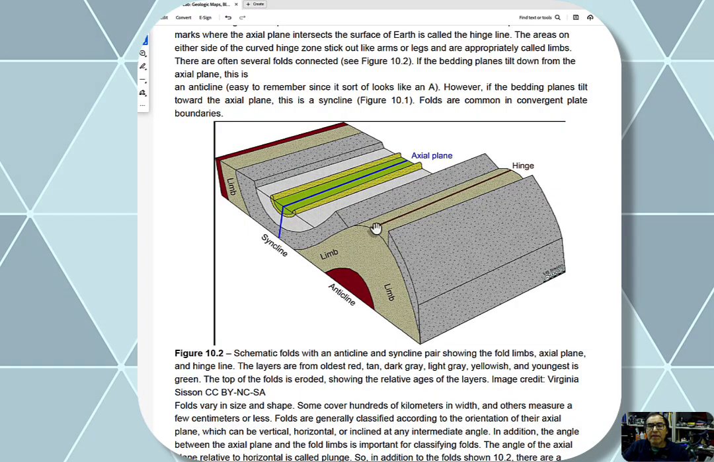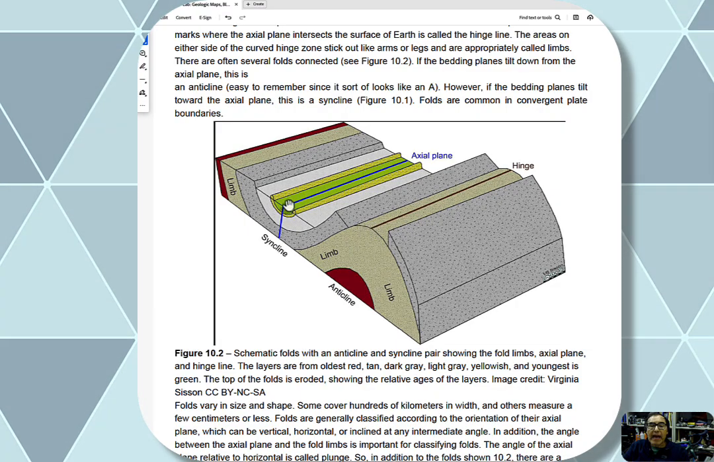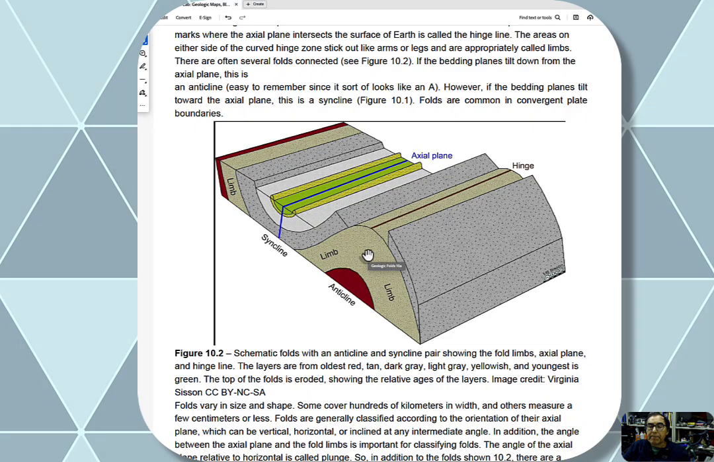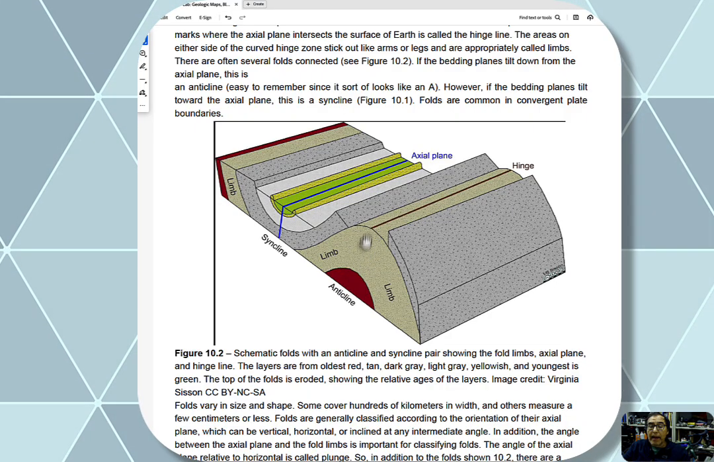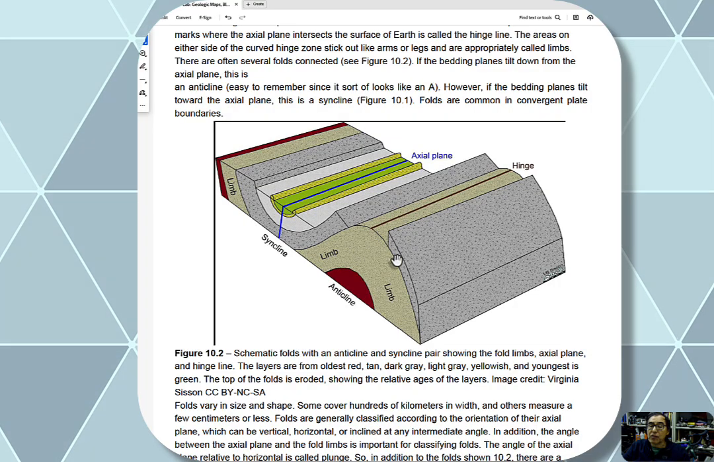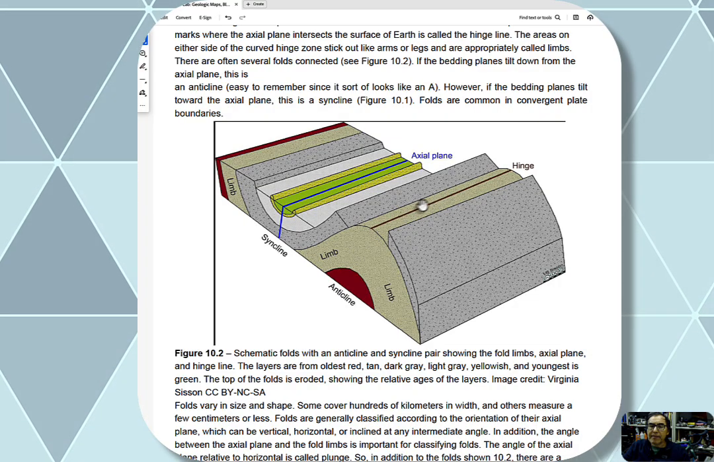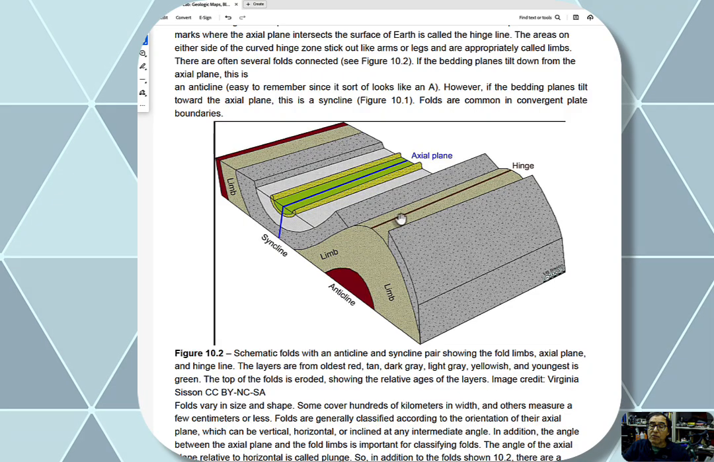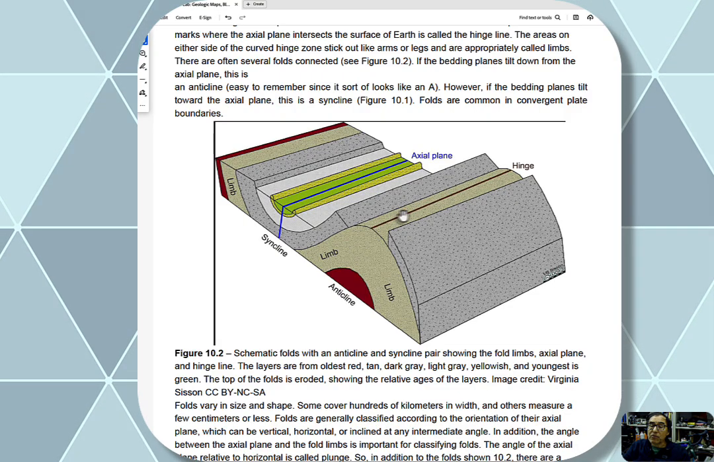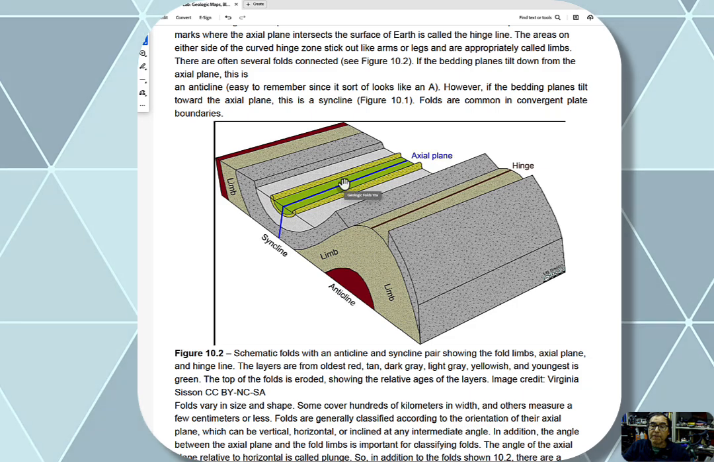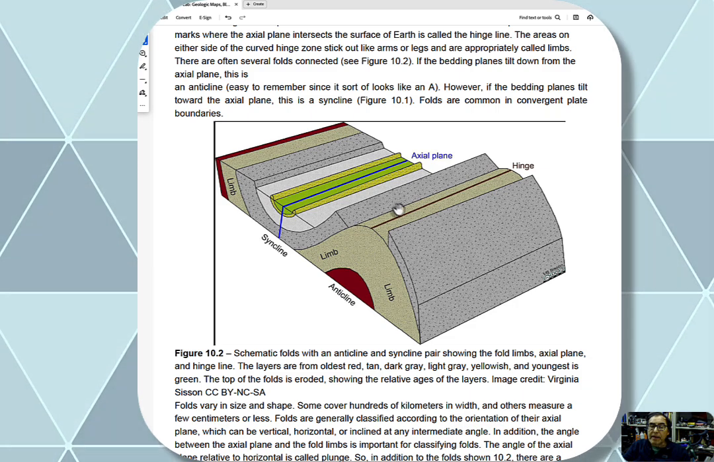But one important thing is that there's going to be an axial plane, right? So an axial plane is an imaginary plane that bisects the fold at the inflection point, where it changes from one dip direction to the other dip direction. And in fact, at the axial plane, the strata here are horizontal. So you could put one of those bullseye symbols right there for horizontal strike and dip, and also here as well for synclines or anticlines.